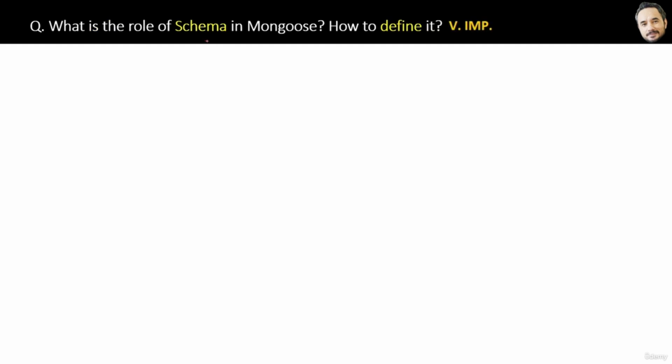What is the role of schema in Mongoose? How do I define schema? This I think is the most important part of Mongoose, and that is schema. In short, schema is like defining the structure of the collection, like we define the structure of a table in SQL. Yeah, similar to that. Let me first quickly show you how to define the Mongoose schema in the code.